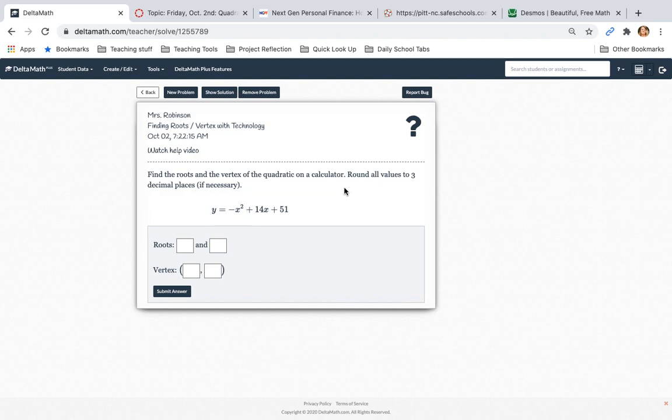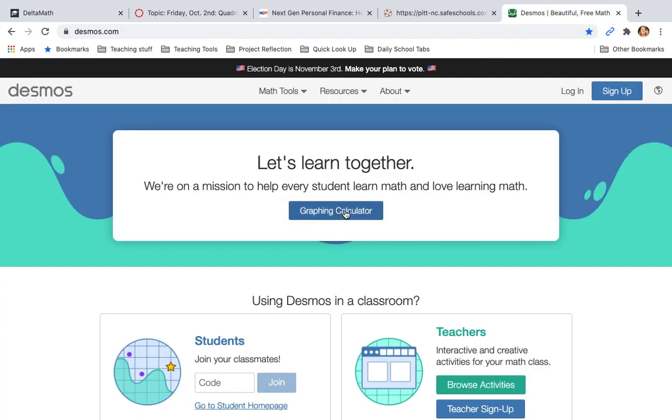So notice it says using a calculator. We're actually going to use Desmos because Desmos is the tool that you actually use in your final exams for math 1, 2, and 3 when they're state exams. We do not have a state exam for math 2 this year. We are still using Desmos because it's an awesome calculator.